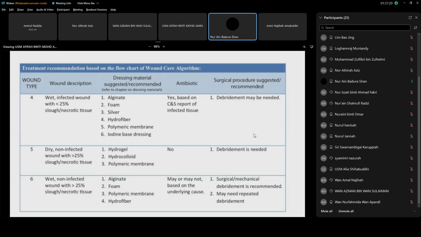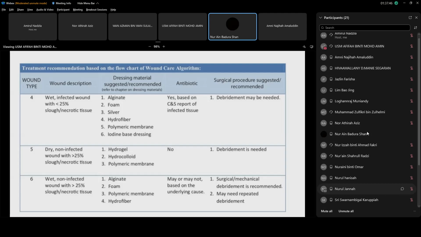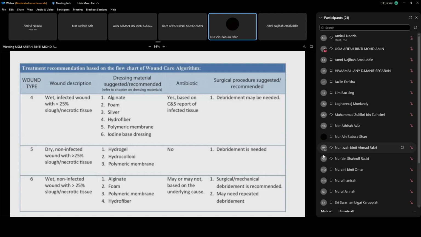For the fifth category, it is dry, non-infected with slough. Dry, so we need to moisten up the wound, using hydrogel or hydrocolloid. Non-infected, of course, no need for antibacterials, and it has slough, so debridement is strongly recommended. Next is the wet non-infected wound with more than 35% slough or necrotic tissue. Similarly, if wet, we need to use foam or hydrofiber. Non-infected, antibiotics may or may not be used. We need to know the underlying cause of the case. And then surgical debridement is recommended.